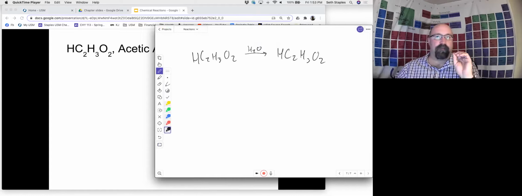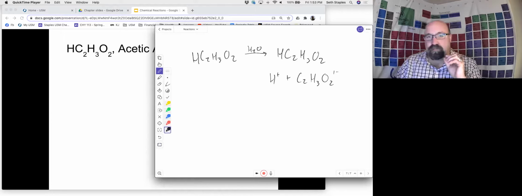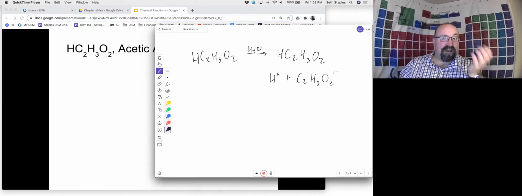It's not going to come apart. It is just going to stay as is, just like sucrose did. Some of it, though, is going to break apart into H plus and the acetate ion. So again, polyatomic ion is our acetate. So some of it's going to stay together, some of it's going to split apart into its ions. That makes it a weak acid, and it makes it a weak electrolyte. So that's what we mean when we say some of the molecule will come apart.